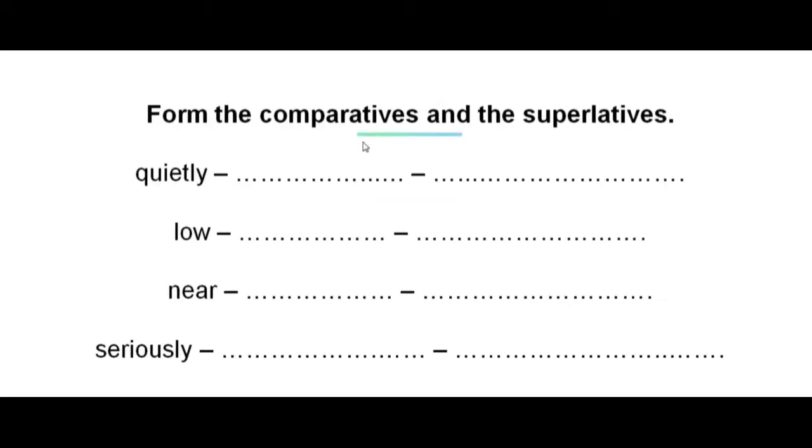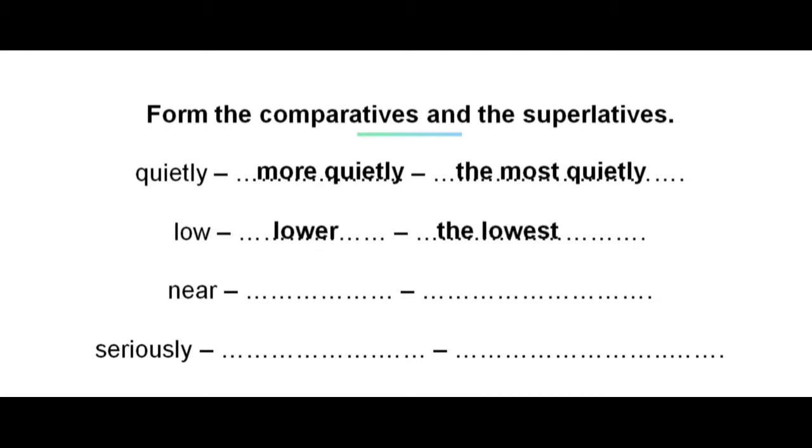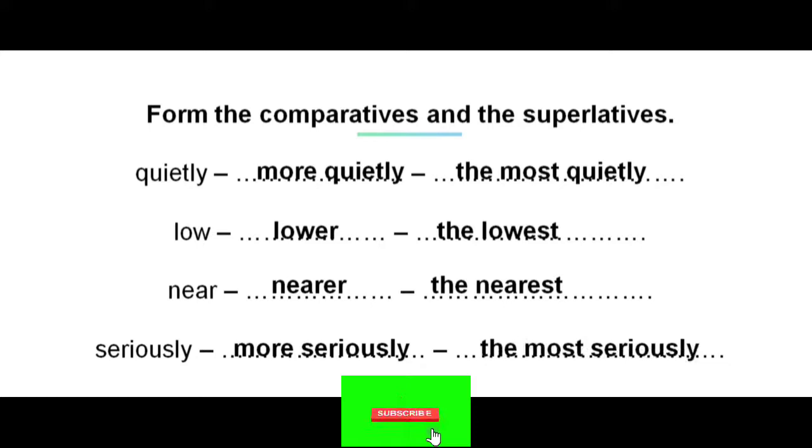Now form the comparatives and the superlatives of the adverbs below. Quietly. More quietly, the most quietly. Low. Lower, the lowest. Near. Nearer, the nearest. Seriously, more seriously, the most seriously.